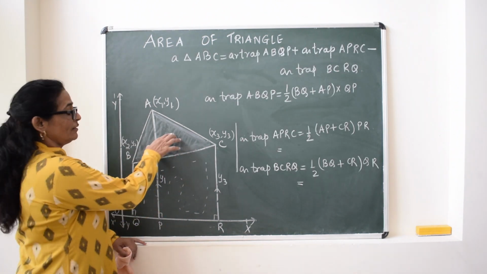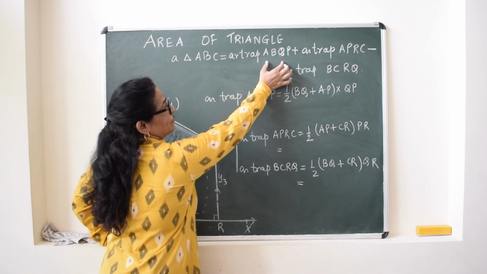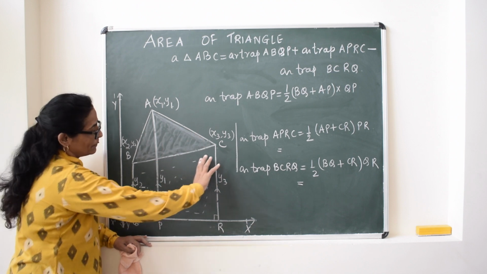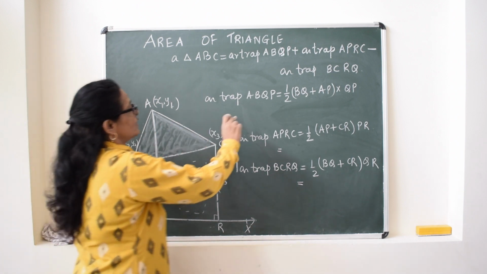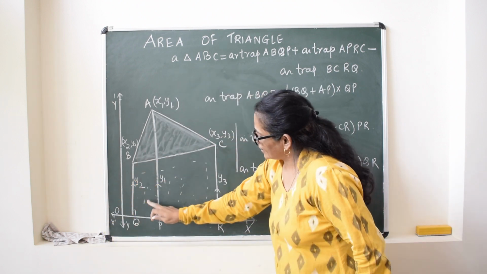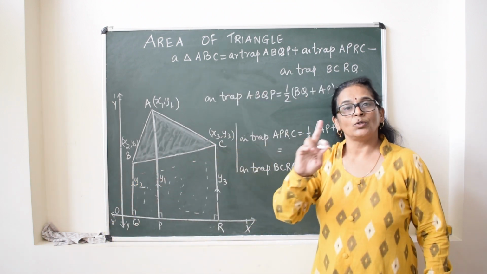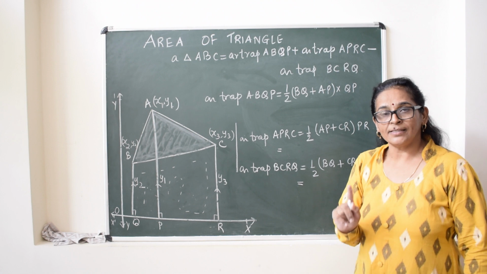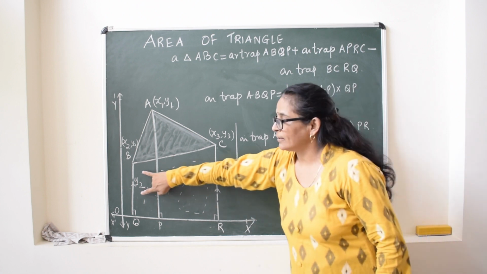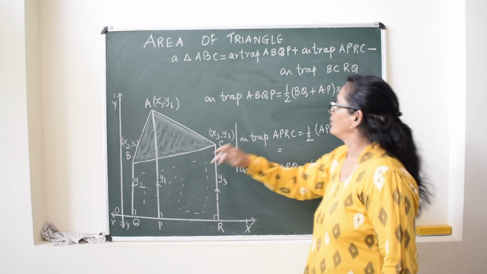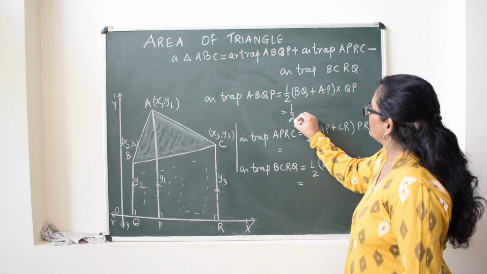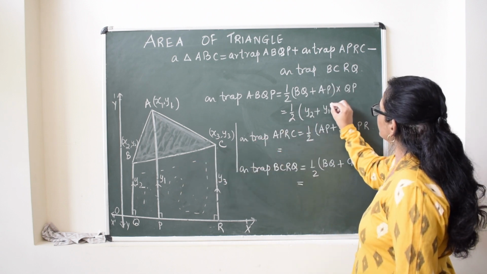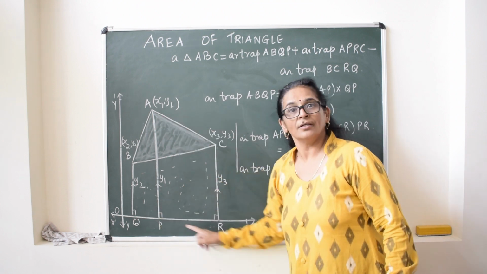So area of triangle is equal to area of trapezium ABQP plus APRC, means this one, plus this one, minus this trapezium. So first we will take ABQP. Now see, BQ and AP are two parallel lines. So the area of trapezium is half into sum of parallel sides into its height. So here it is y2 and this is y1. So we will substitute the values. BQ is y2 and AP is y1, as it is the perpendicular distance of this point from the x-axis.